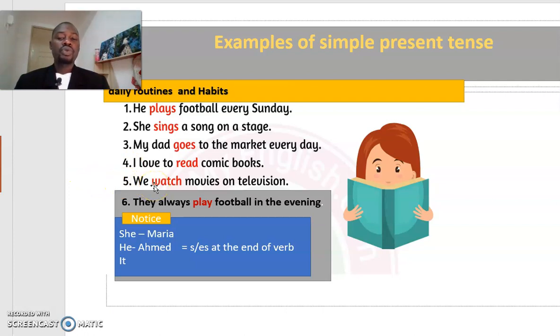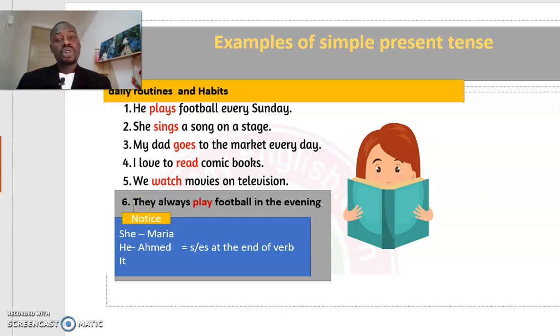Number five, "we watch movies on television." And this sentence also is a routine, right? So it shows us they watch movies on television.